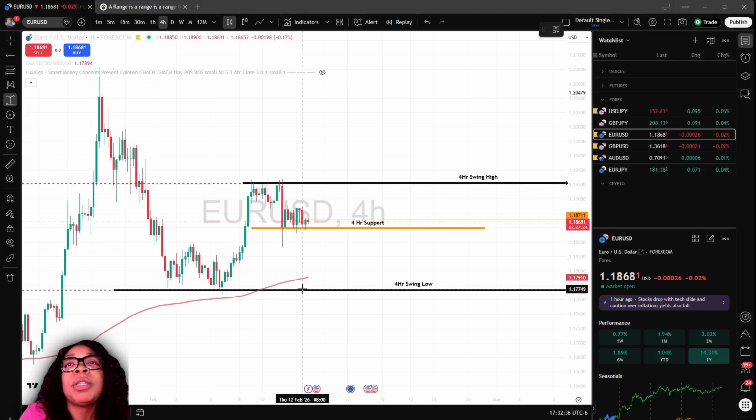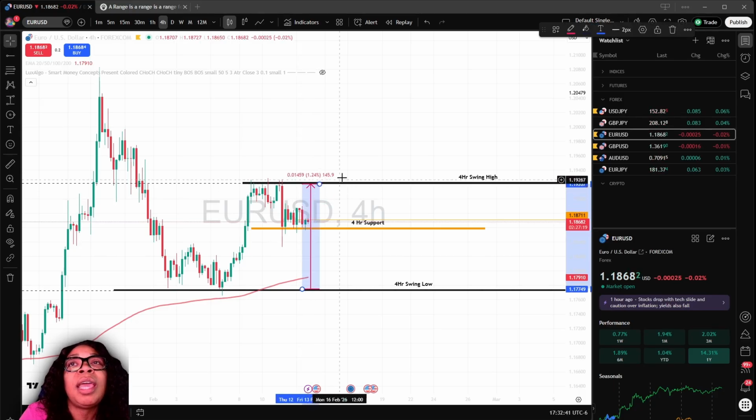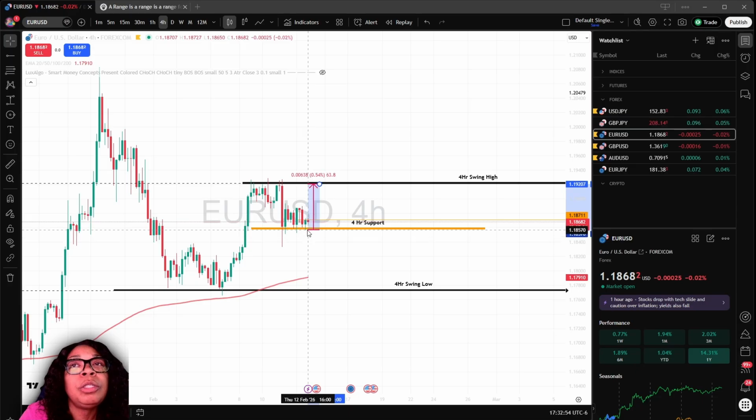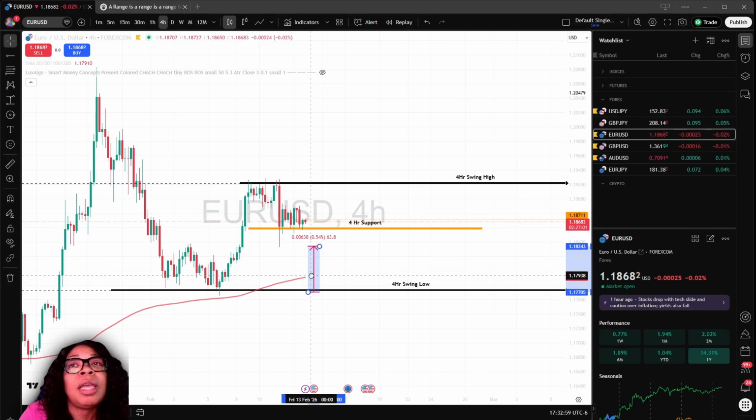So the range from the bottom of the swing low to the top is 145 points or pips. From the bottom of that swing low to this swing high, that's 145. So from the support level to the swing high is 63. And from the bottom of the swing low to the support level, if we were to go in that direction, it's 83. So there's a good range here.